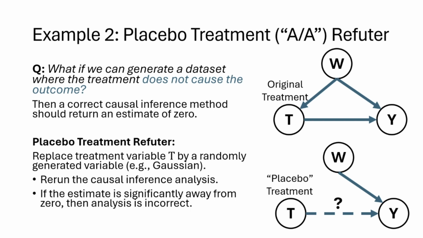So what you should expect is that the graph is now like this. Treatment should now not affect the outcome. Right? And if you still find that when you rerun your analysis, you get a non-zero effect, then that shows that there's something wrong in your model. Right? It doesn't tell you what, but at least it tells you something is wrong. And then you can go ahead and try to fix it.